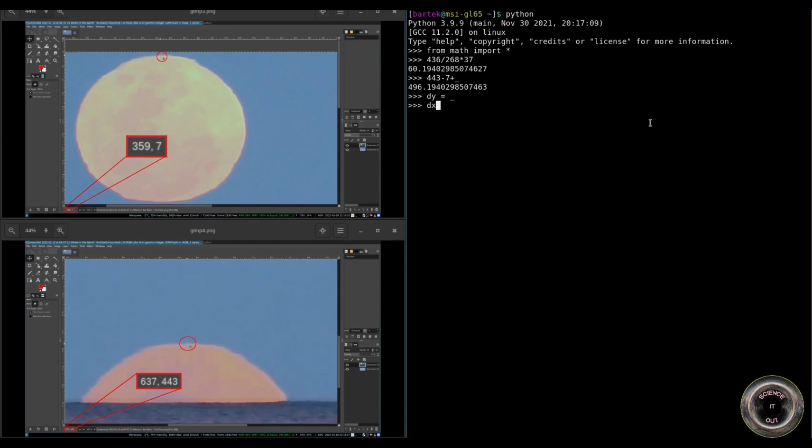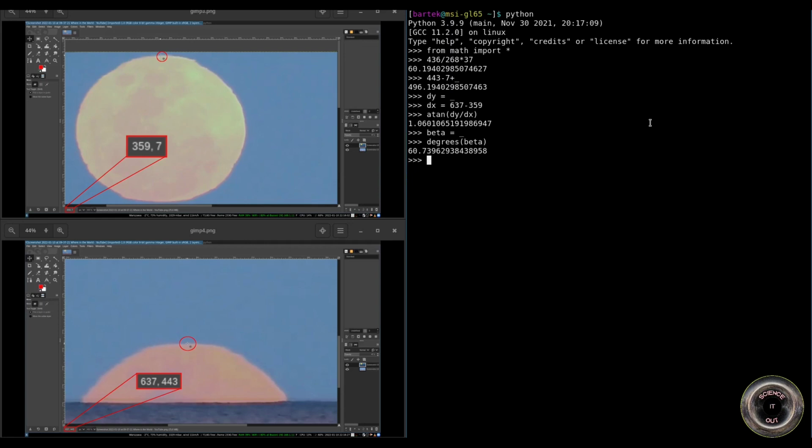So the horizontal difference, on the other hand, is the difference between the x-coordinates, so 637 minus 359, and that's it. So the angle beta, the angle of ascent, because this is a moonrise, will be arcus tangens, or inverse tangent, of dy divided by dx, and this is this many in radians, so let's save that as beta. And if you want to see degrees value, so degrees beta is 60.7, which is a bit more than 58.1 we measured directly.